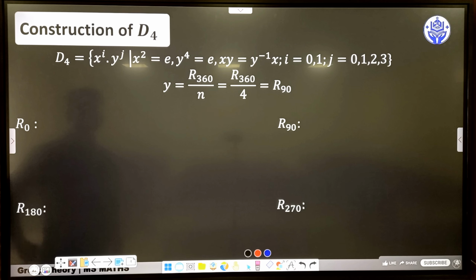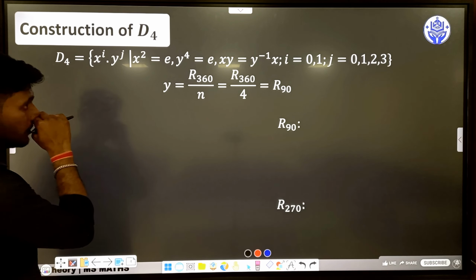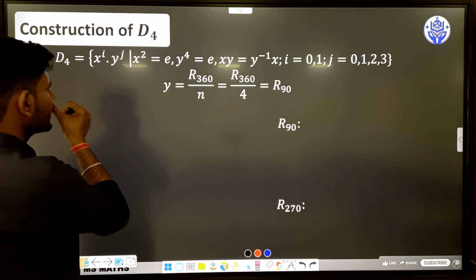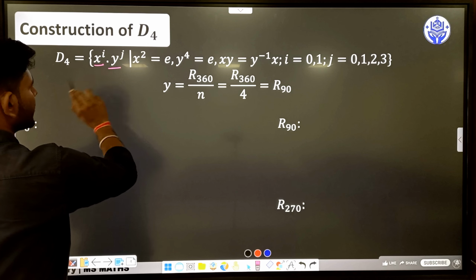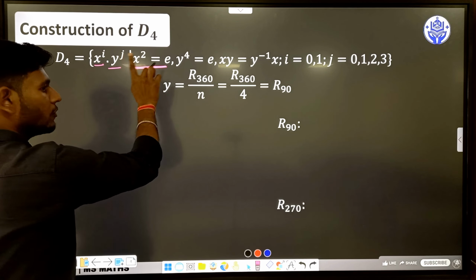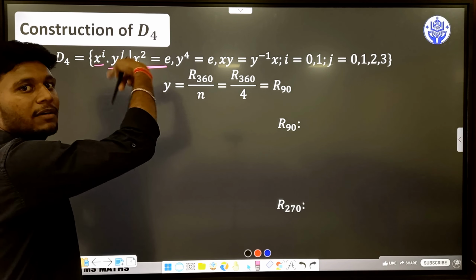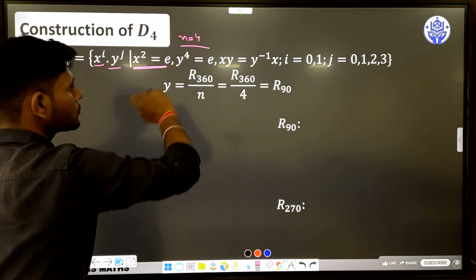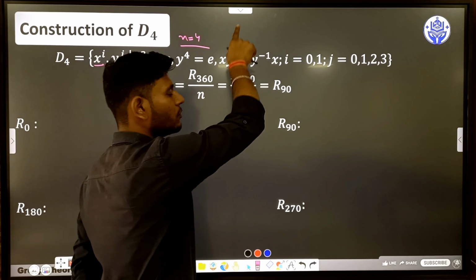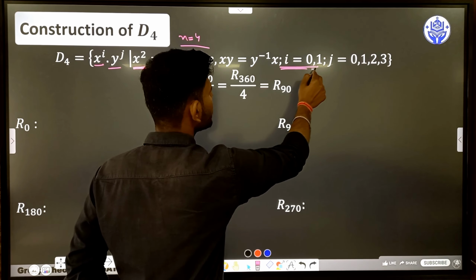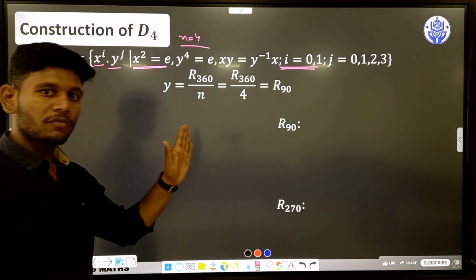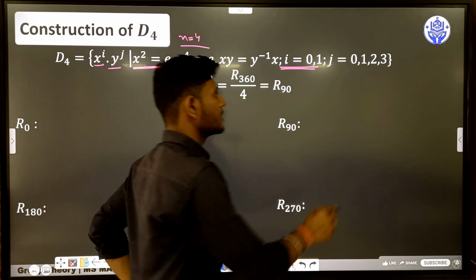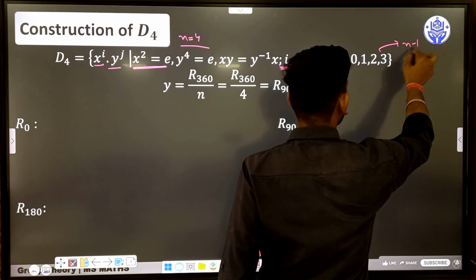Next, we will discuss the construction of D4. What is D4 here? How many elements are there? The definition is very clear. So x power i, y power j. Here x square is always equal to e, and y power n, where n here is 4, so y power 4 is equal to e, and always x y is equal to y inverse x. Here i is fixed, but j is equal to 0, 1, 2, 3, up to n minus 1.